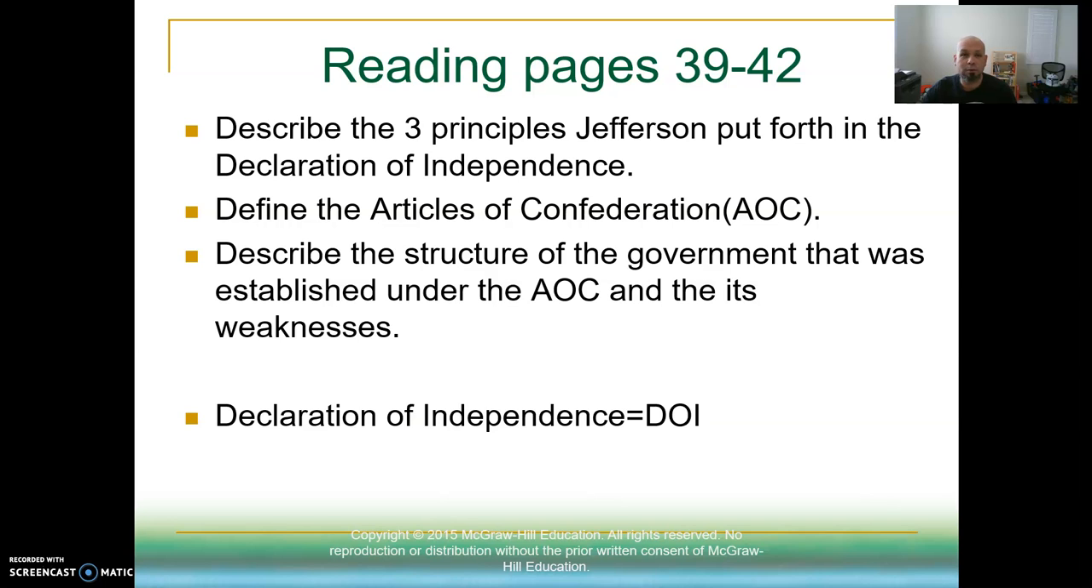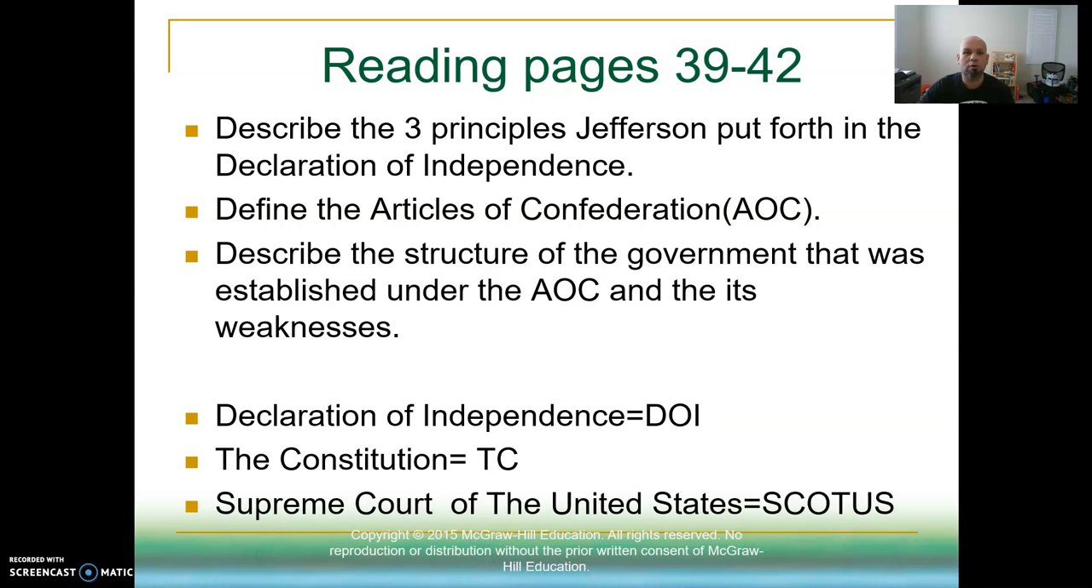Declaration of Independence, DOI. The Constitution, I usually just do capital TC, because we refer to it often, and we write that all the time. Another one, Supreme Court of the United States. Even when you're watching the news or reading an article, they'll often refer to the Supreme Court of the United States as SCOTUS. Same thing for the President of the United States, they refer to him as POTUS. Just get used to some abbreviations like that, and it really cuts down on your writing.